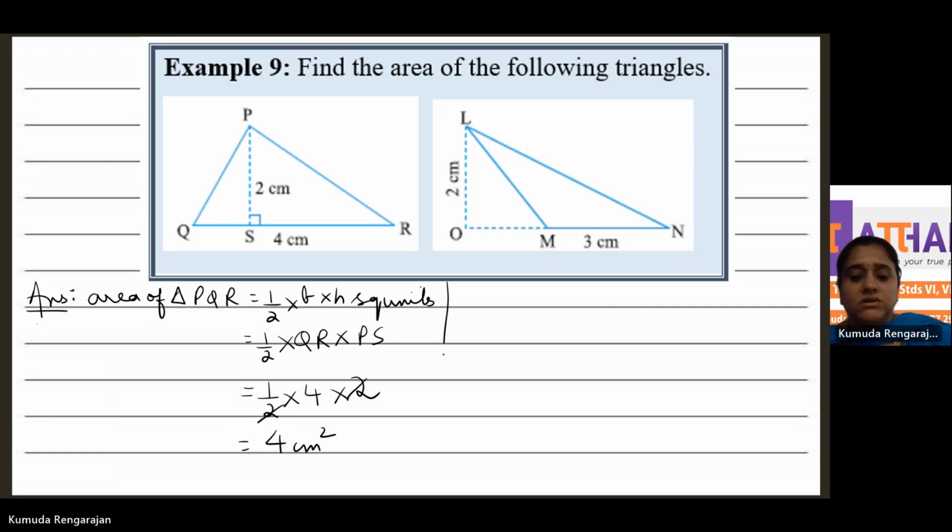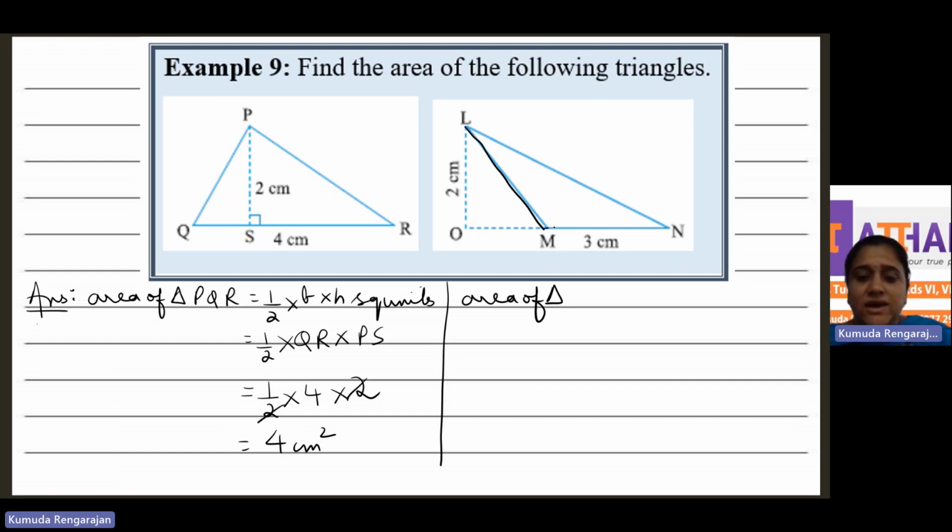Now, in the second one, area of triangle. The triangle is actually LMN. It's an obtuse angled triangle, because they're dotted lines. And the thing is, the altitude on the side MN, on the base MN, will fall outside the triangle because from L, there cannot be a line which is perpendicular to MN. So that perpendicular will come only outside the triangle like this, and it will meet NM produced.